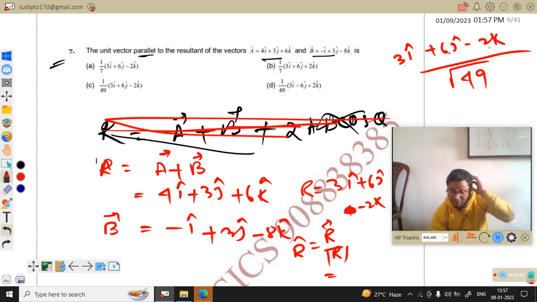So unit vector means vector divided by its magnitude. A vector is a composition of direction, that is the unit vector, and its magnitude. If we divide it by its magnitude, then we will get only the unit vector, or the direction of this vector. Okay, next question.